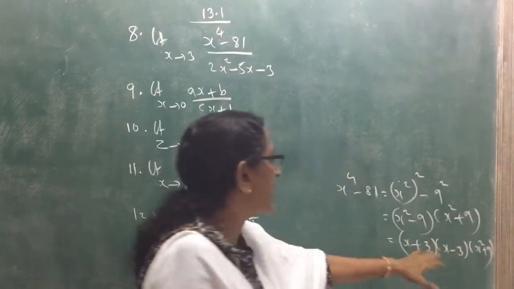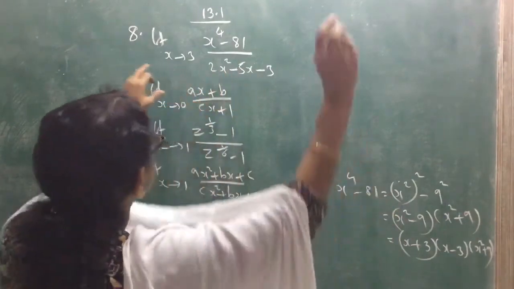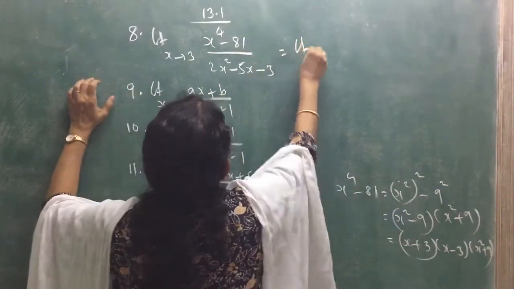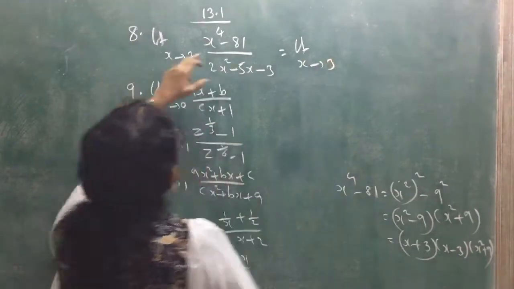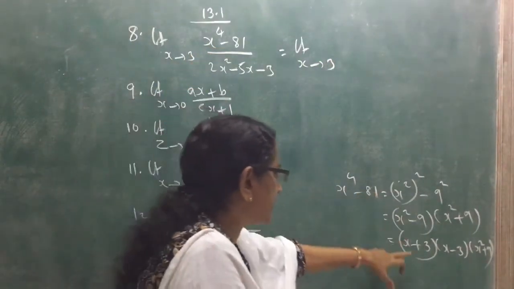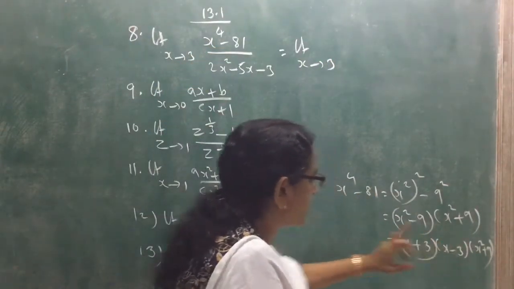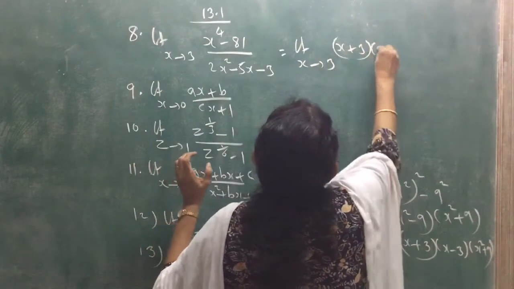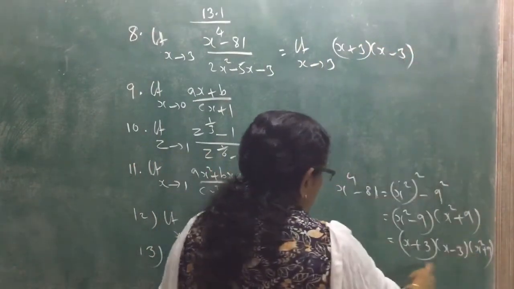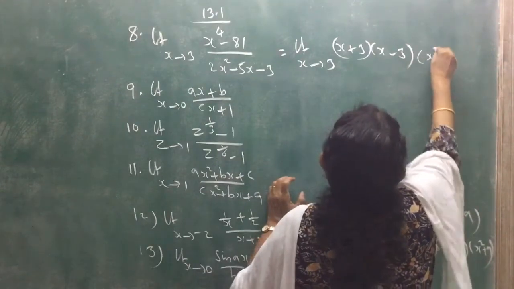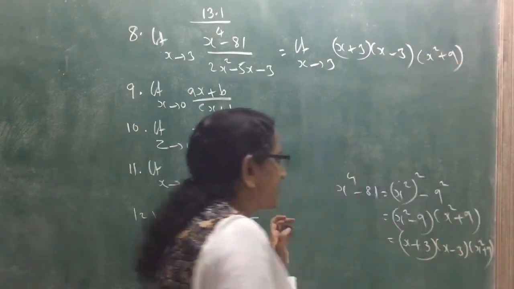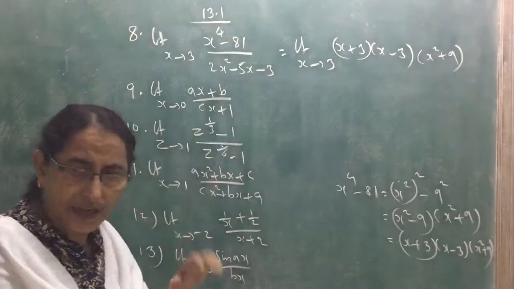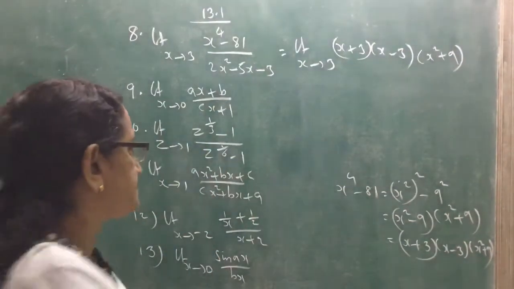So like this we can factorize the numerator. So we can write this as limit x tends to 3, numerator we factorize and write as x plus 3 into x minus 3 into x square plus 9. So numerator we factorized and wrote like that. Now we can factorize the denominator.